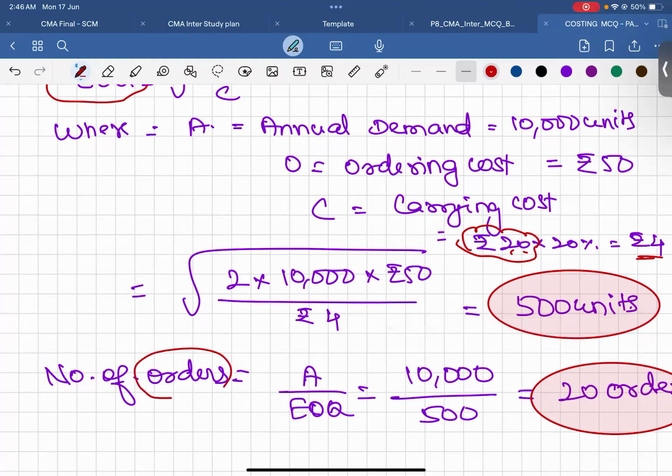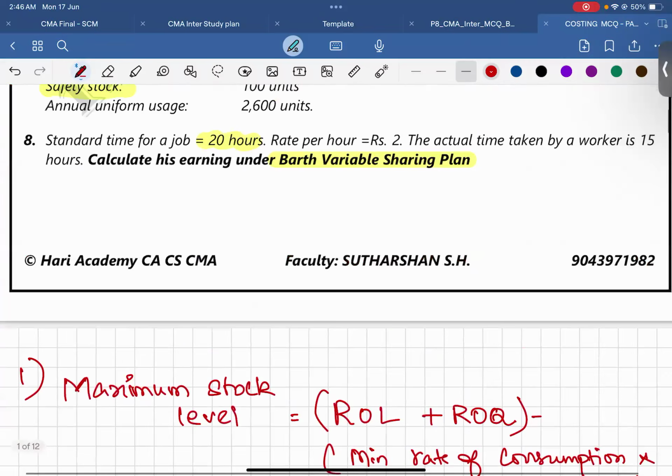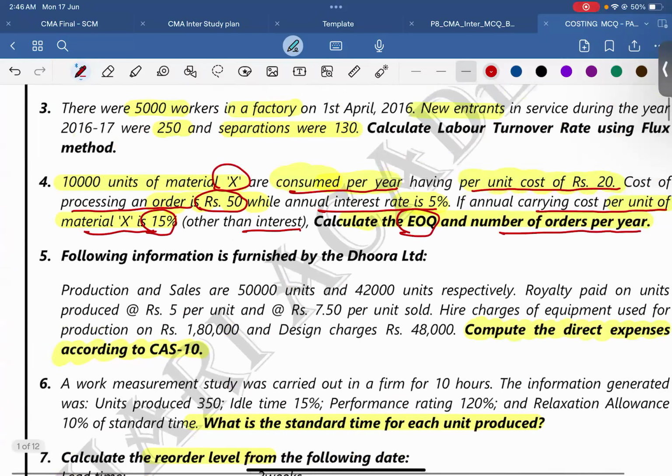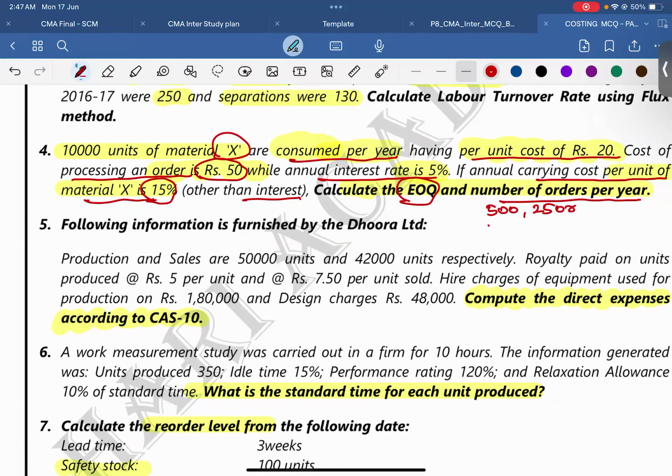But they are asking how many orders along with that. It is nothing but annual demand divided by EOQ. Annual demand is 10,000 units. For one order, I am going to order 500 units. So how many orders do I need to make? 20 orders I need to make. Then how will they frame the options? For this, they will give you 525 orders, 250 units, 20 orders, 520 orders. Now you need to choose option C.